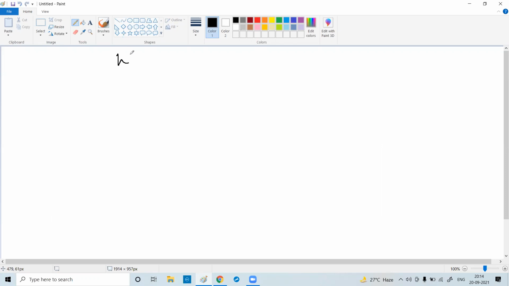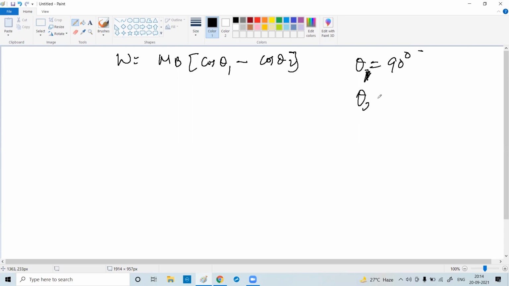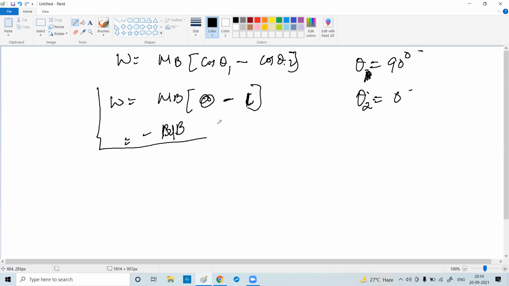So what is the formula? W equal to MB (cos theta 1 minus cos theta 2). Let us say theta 1 is 90 and theta 2 is 0. Then W will be MB (cos 90 minus cos 0). Cos 90 is 0, and cos 0 is 1. So what is the answer? Minus MB. Yes or no? Yes, sir.